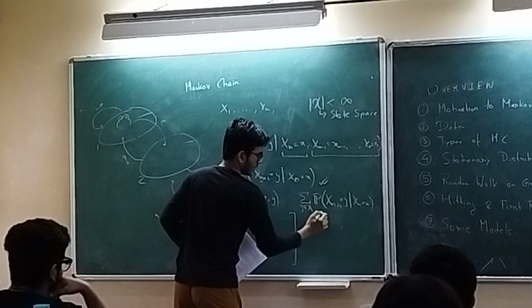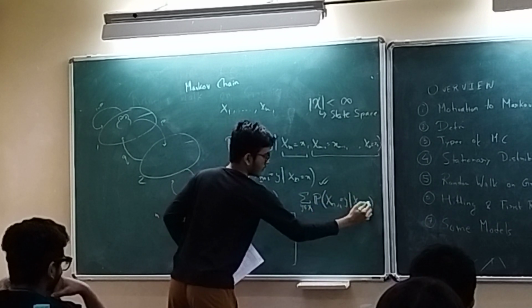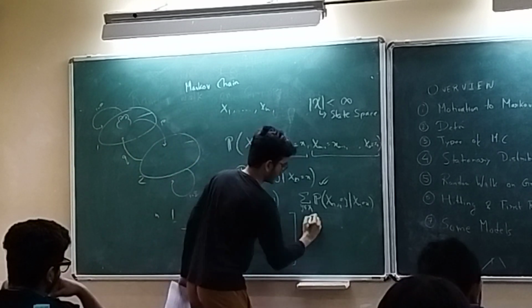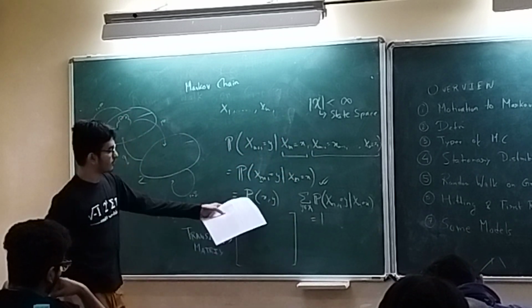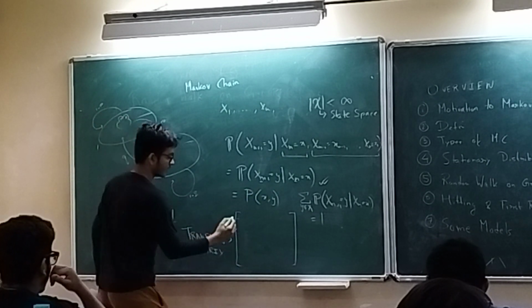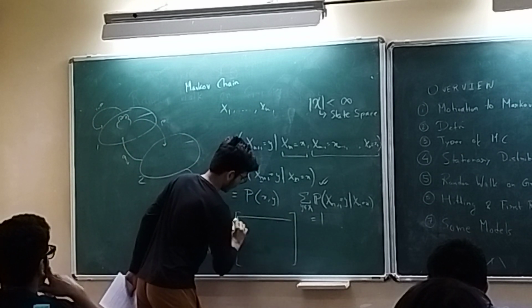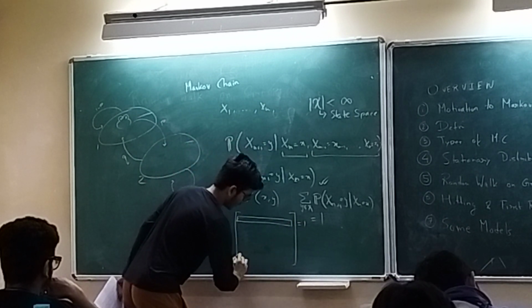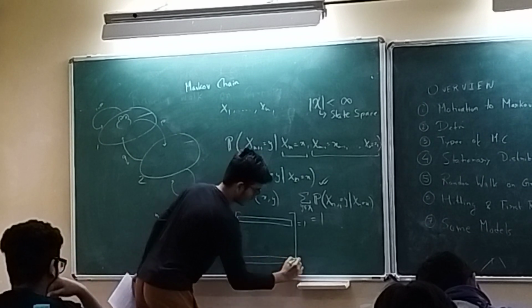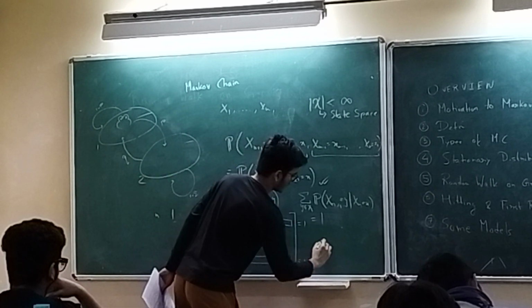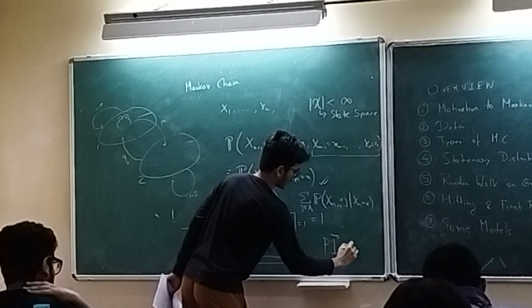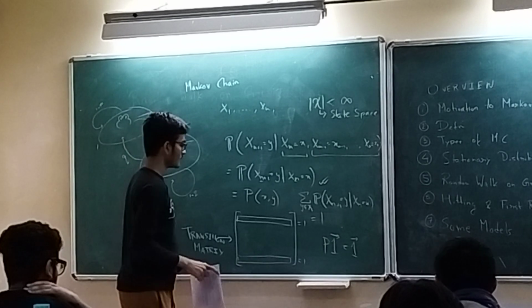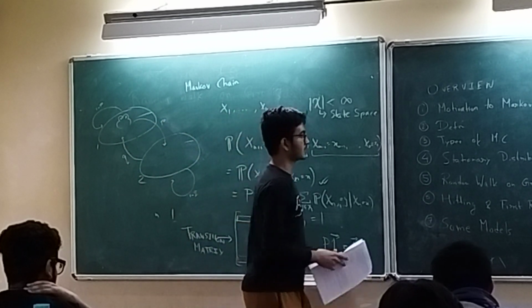So this thing, if we sum over all y, all possible y, what will be this thing? This is just a probability distribution, hence 1. Hence, if I sum over all y, this will be 1. And hence, if I sum over all these row values, it will be 1. So the row sum is 1. Or in other words, T1 is just 1, where 1 is the vector of all ones.